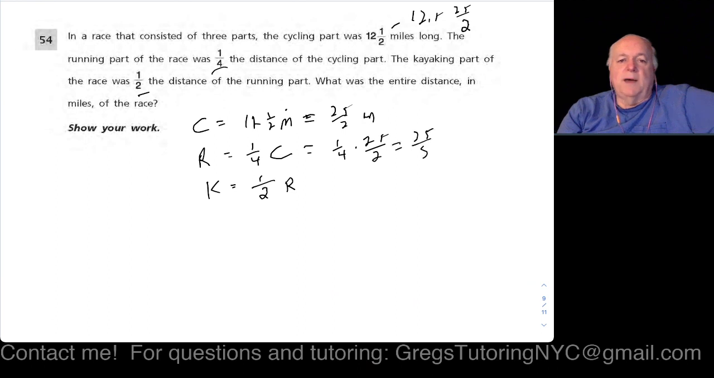And if we want, we can map that into eighths. 8 times 3 is 24. So we get 3 1/8. Okay? Right? And the kayaking is 1/2 of 25/8. Okay? And that's equal to 25/16. And we don't know yet, but that's equal to what? 1 and 9/16, if I did all those right.